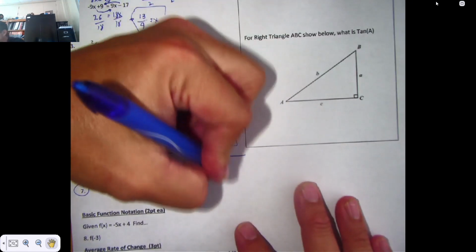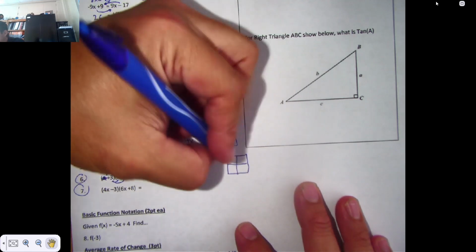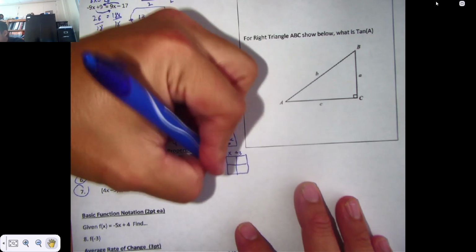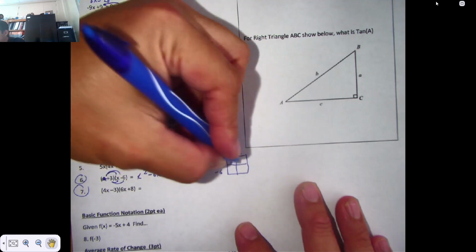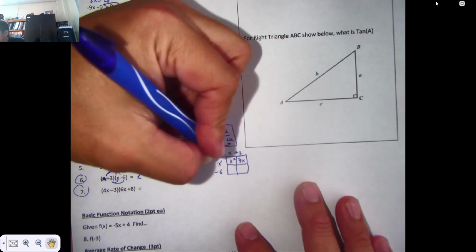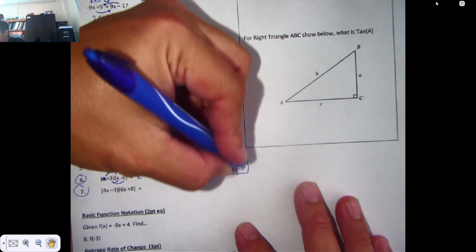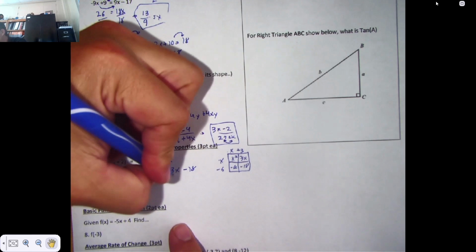I've showed some of you guys the little box method. I don't know if I've showed every class little box method, but it works too. What do we have? We had x plus a 3, and we had x minus a 6. X times x is x squared. X times 3 is 3x. X times a negative 6 minus 6x. Negative 6 times 3 minus 18. Looky there, it matches up. X squared minus 3x minus 18.